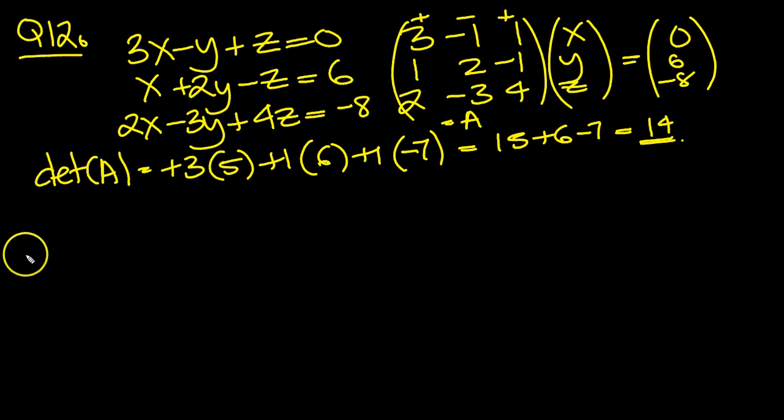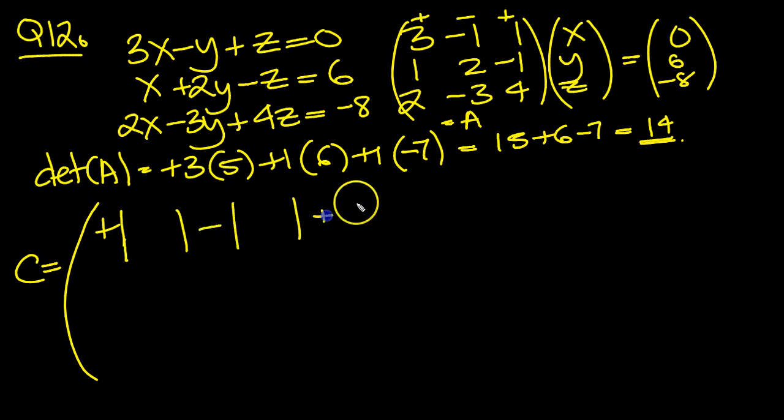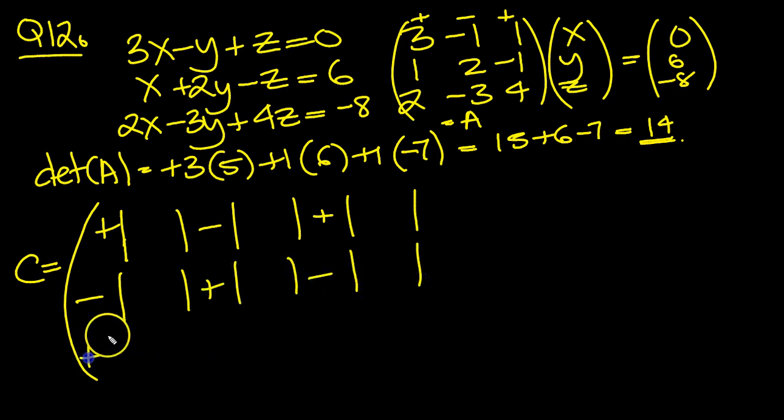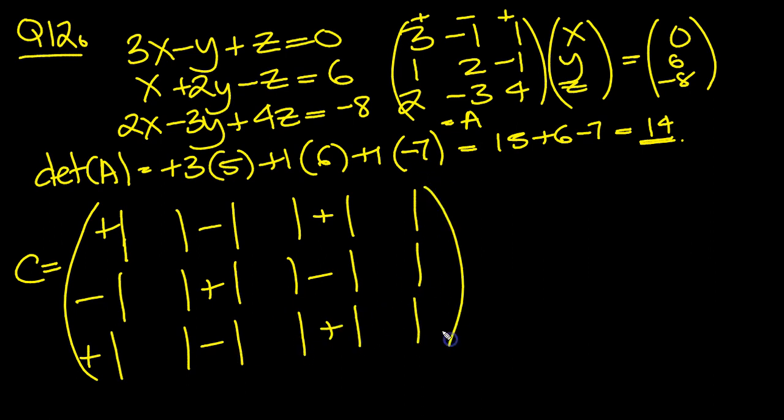Now let's work out the cofactor matrix. So let's draw a template. Plus, minus, plus, minus, plus, minus, and then plus, minus, plus. There we go. That's everything we need. It won't take us long to do that. So the first entry is here. 2, minus 1, minus 3, 4, isn't it? Next one is here. 1, minus 1, 2, 4.